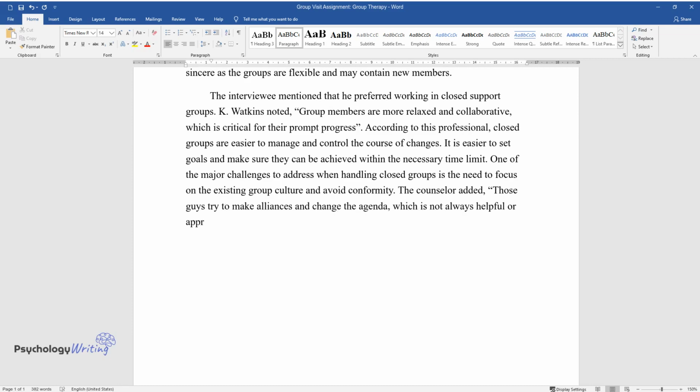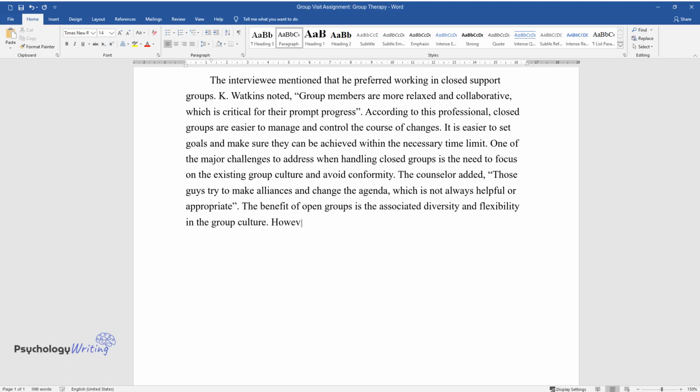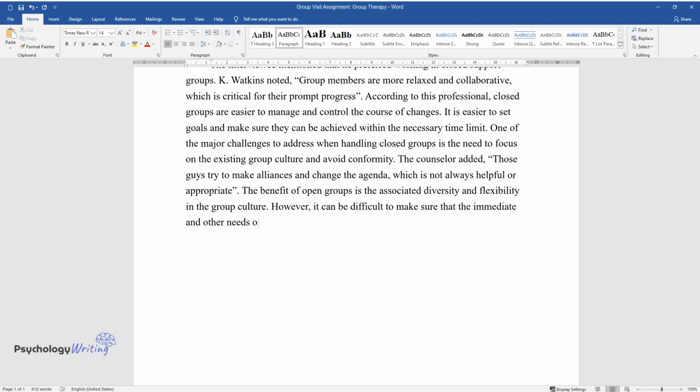always helpful or appropriate." The benefit of open groups is the associated diversity and flexibility in the group culture. However, it can be difficult to make sure that the immediate and other needs of the group and its members are addressed properly.